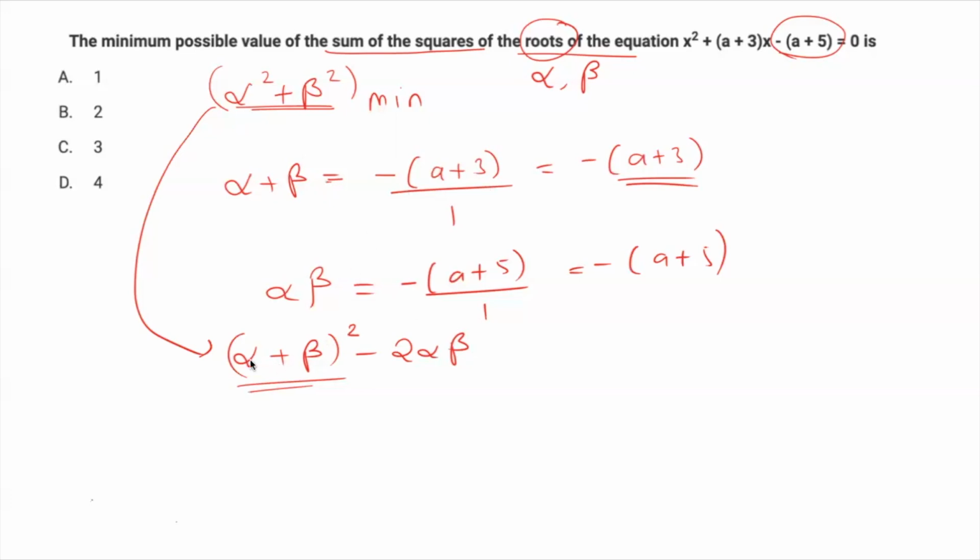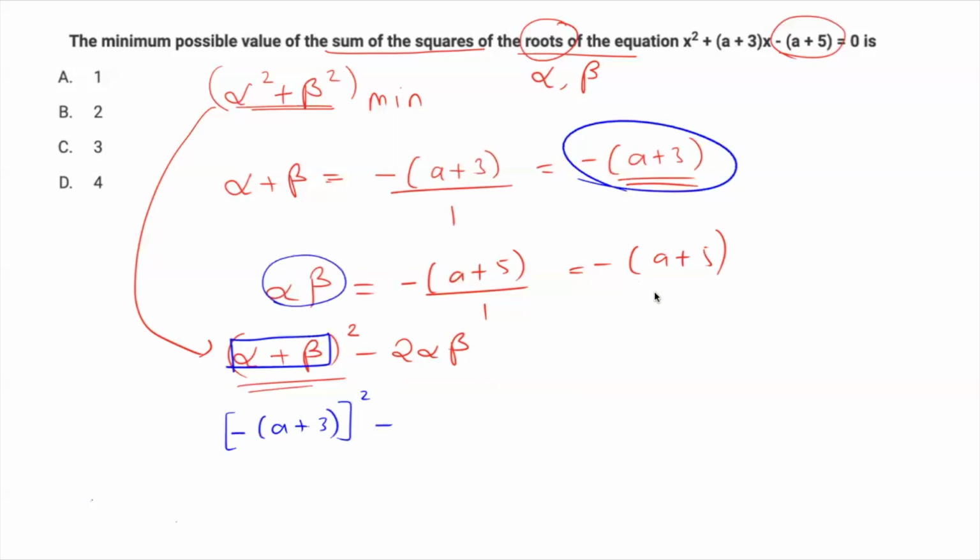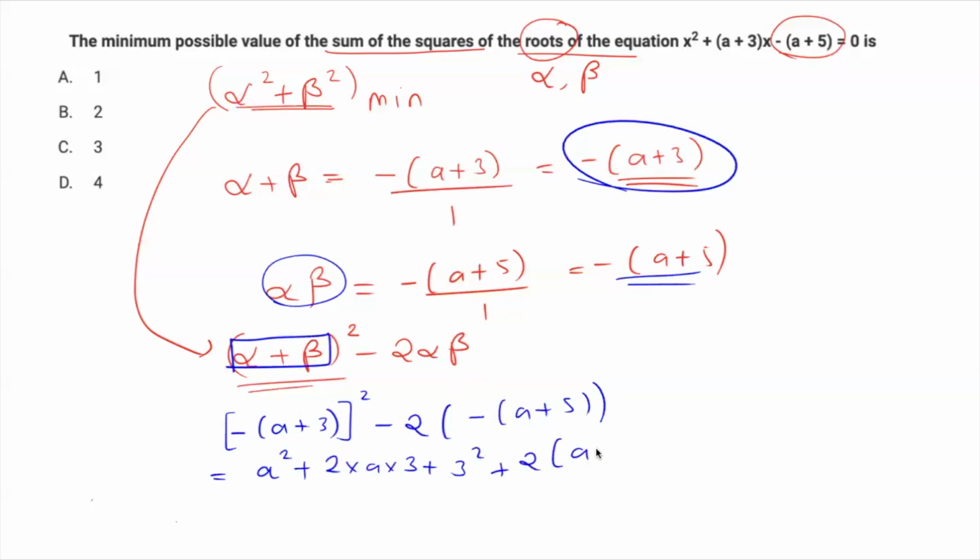And now we have to plug in the value. So in place of alpha plus beta, we can substitute minus of (a plus 3). I will get minus of (a plus 3) the whole square minus, in place of alpha into beta, I can substitute minus of (a plus 5). So minus 2 into alpha beta will be minus 2 into minus of (a plus 5), and when I simplify this, minus of (a plus 3) the whole square is like (a plus 3) the whole square, a square plus 2ab plus b square. I have to be slightly careful here. Minus 2 into minus of (a plus 5) is plus twice of (a plus 5).